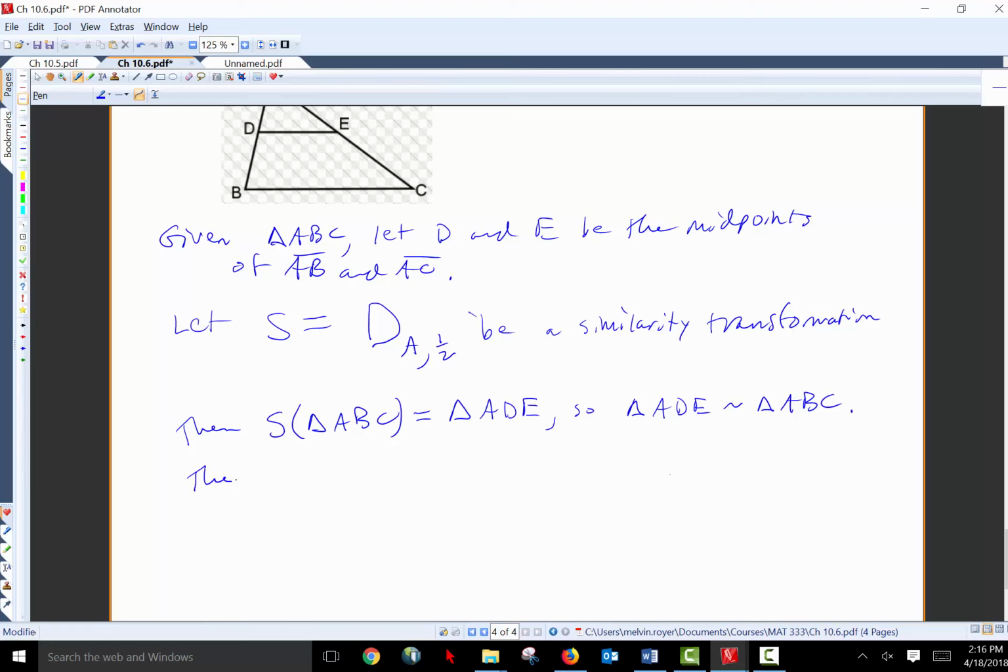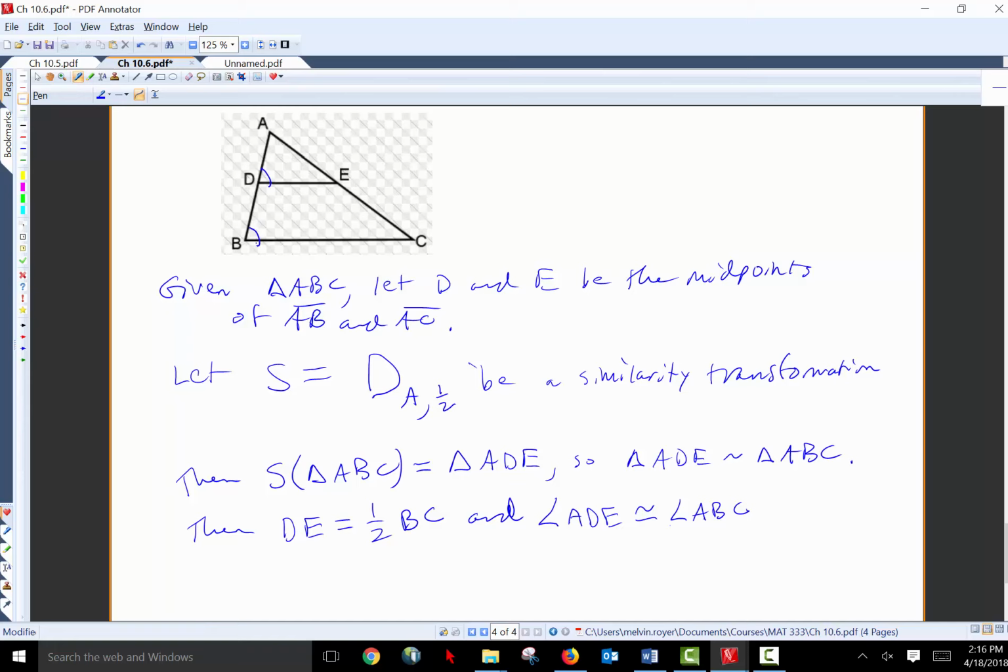So just from what it means to be similar with a given scale factor, the fact that DE is 1/2 of BC is exactly what it means to dilate. Distances get halved. And the fact that these two triangles are similar means that we get congruent angles here. So in particular, angle ADE is going to be congruent to angle ABC. Two triangles are similar.